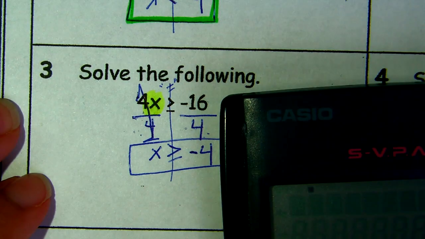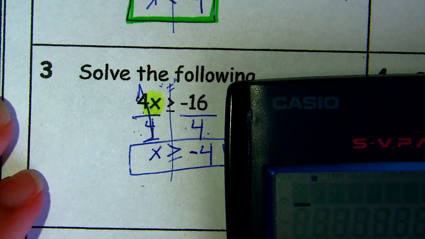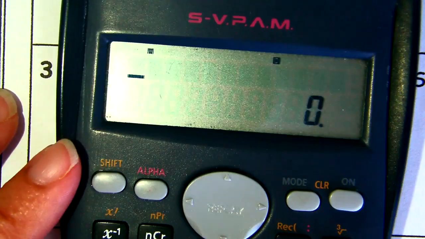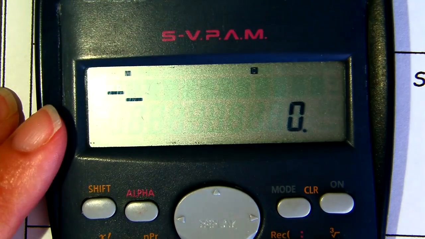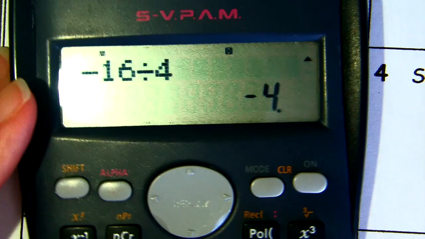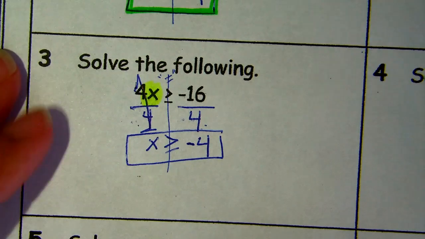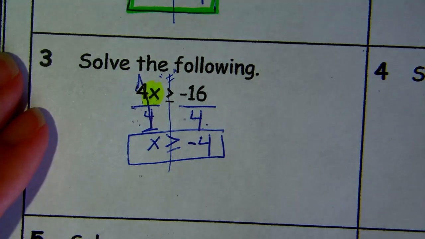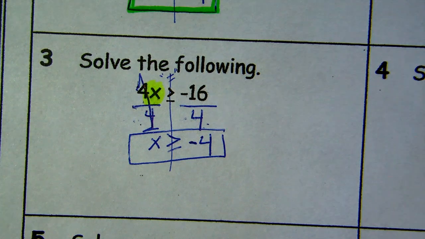Remember, use the calculator from your cell phone. You can just put negative 16 divided by 4, and it gives you negative 4. I found this little calculator when I was doing my cleaning.